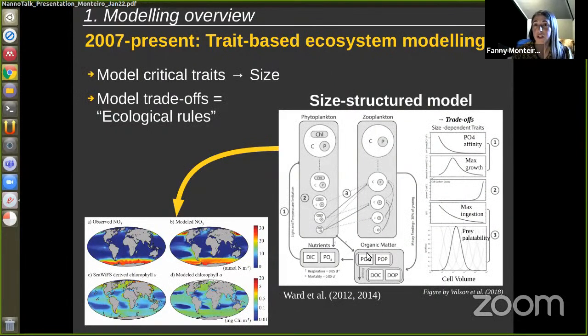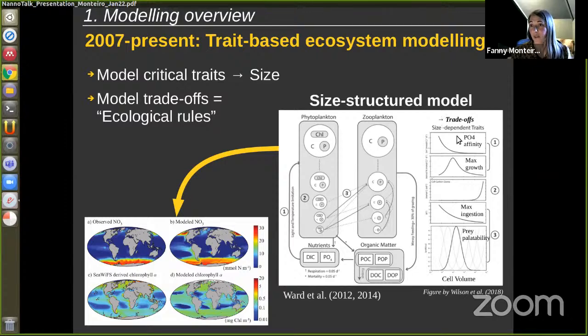So an alternative approach that's been developed since 2007 is trait-based ecosystem modeling. That's the one I've been using for the last 15 years. Instead of modeling a specific species, we actually model critical traits. So what is a trait? I'll explain that further on, but an example is, for instance, size. Size is a critical trait of ecosystems. And in addition, we model their trade-offs, which I call ecological rules. So here I'm giving an example of this trait-based ecosystem model for size, where instead of having different functional types of phytoplankton and zooplankton, we have different size classes going from large cells to really small cells.